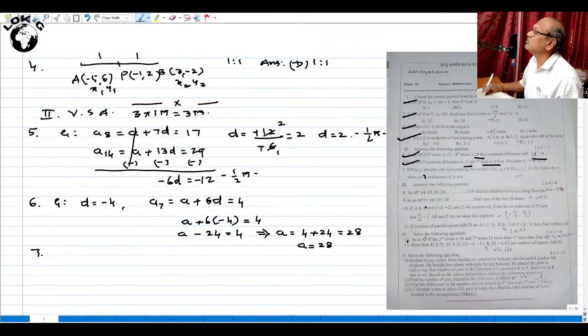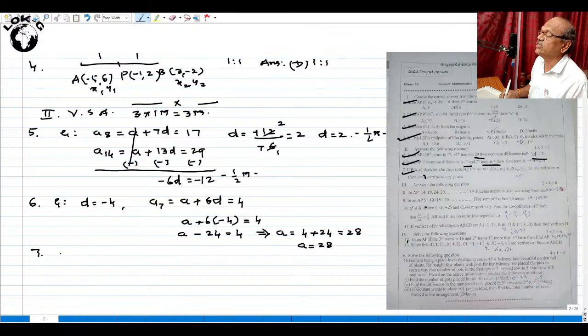Let us read the seventh question. If P(x, y) divides the line joining the points A(x1, y1) and B(x2, y2) in the ratio m is to n, then the coordinates of P are? This is nothing but the section formula. If you are just asked to mention the section formula, you will get full marks. For substituting the values properly, you will get a half mark. The remaining half mark will be given for simplification and writing the answer. This is the section formula.